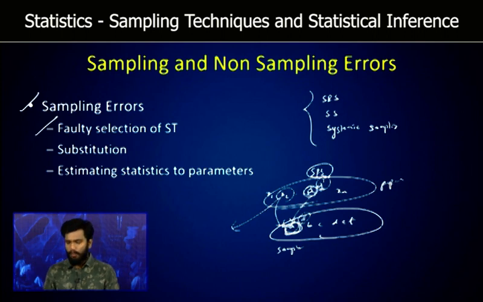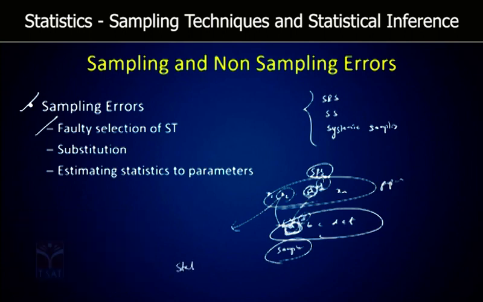Now, whenever you take the sample, from the sample you find statistics. So from the statistics you have to estimate the parameters. So in this process if any errors occur, then that is called the estimating statistics to parameter errors.